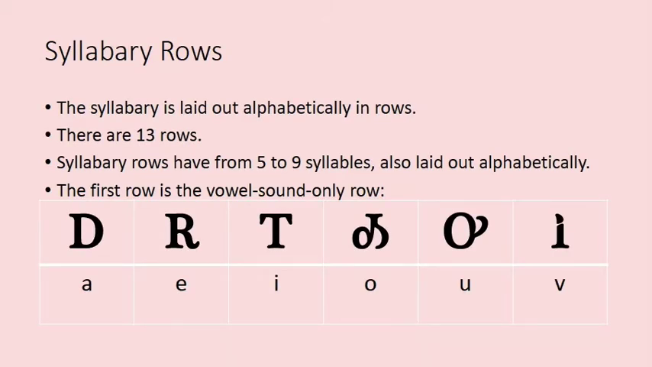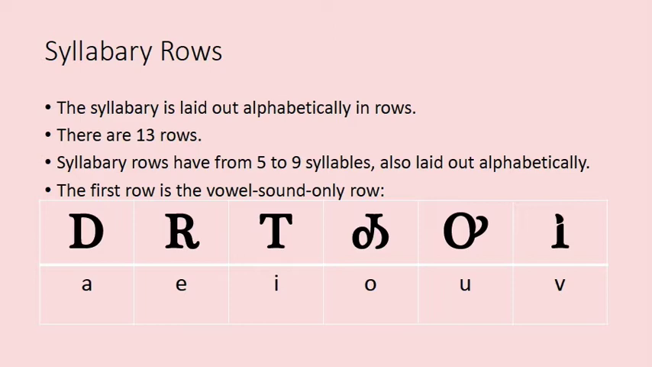So the syllabary is laid out in rows alphabetically. There are 13 rows, and the rows have from 5, the ma line, to 9 syllables. The ta or da line, I believe, has 9 syllables. And the rows are also laid out alphabetically. The first row is the vowel sound only row, and these are the 6 vowel sounds of Cherokee language. They can be short or they can be long.